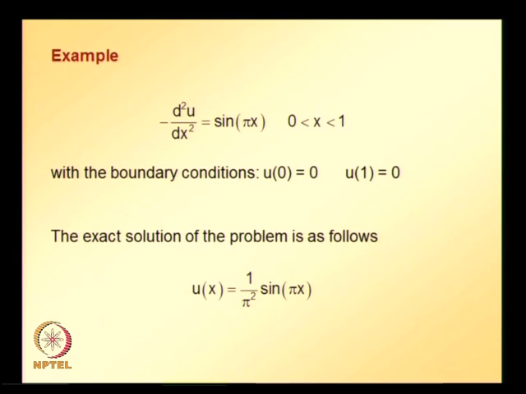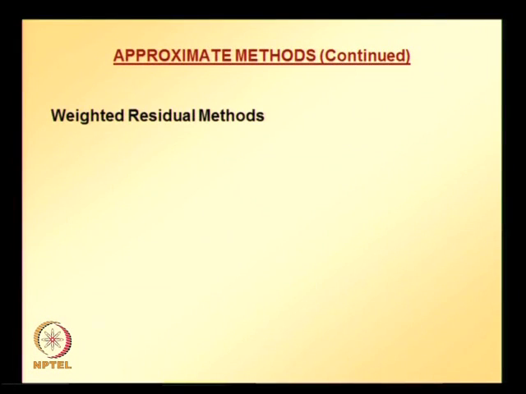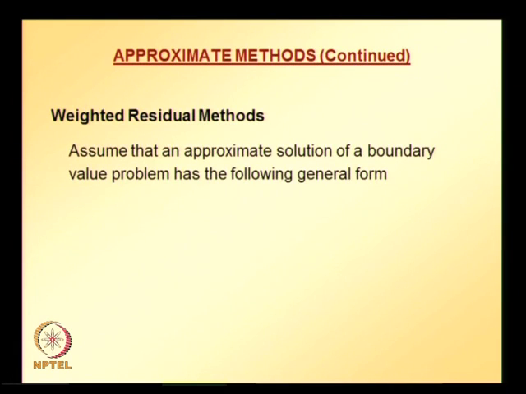So let us start with the method of weighted residuals, or weighted residual method. Assume an approximate solution of the boundary value problem, and let us assume a polynomial based trial solution, where a0, a1, a2 and so on are some unknown parameters which need to be determined as a part of the solution.